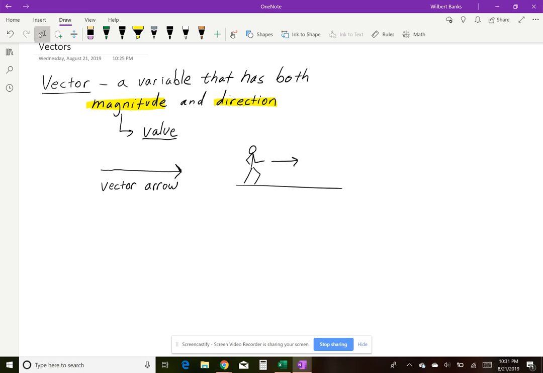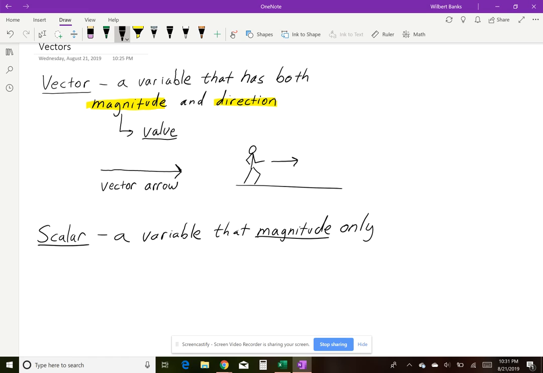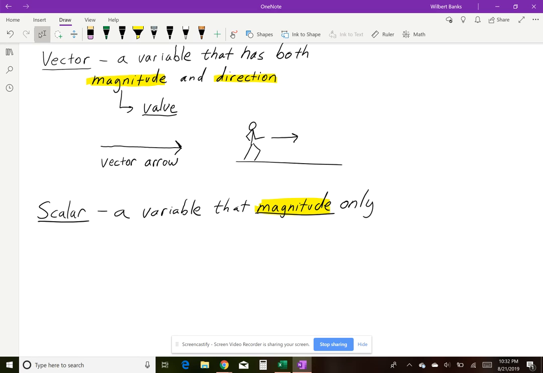On the other side, if something is not a vector, it's what we call a scalar. It's a variable that has magnitude only. What's important about that is that this one only has magnitude. Scalar quantities only have magnitude. They do not have directions to them.